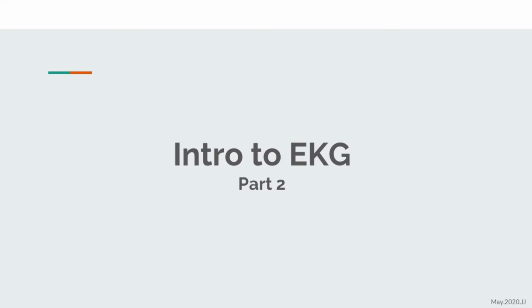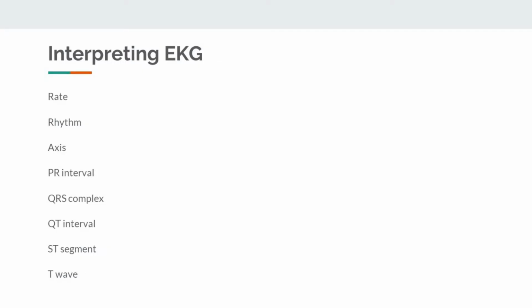So in part 1, we discussed the basics of the EKG, and now in part 2, we will begin to discuss how to interpret the EKG. Interpreting the EKG can be broken down into looking at its rate, rhythm, axis, PR interval, QRS complex, QT interval, ST segment, and T wave.